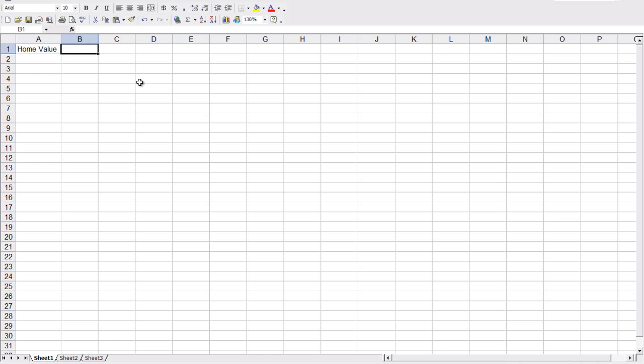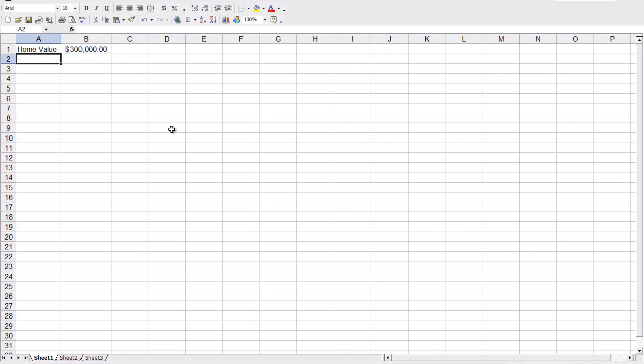Let's say it's 300,000, and then how much you're going to put down. Let's say you put down 10%, so you can say that's 0.1 times the value of your home, which is 30,000.